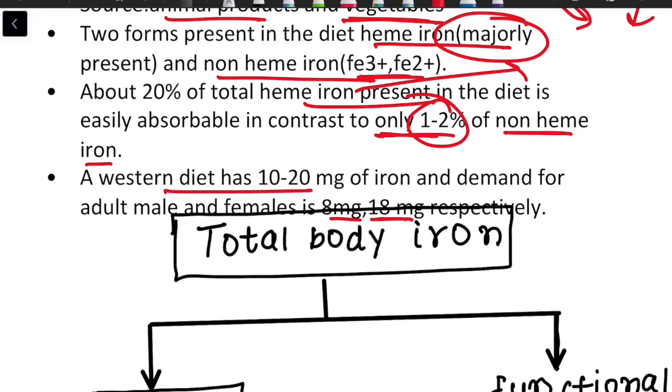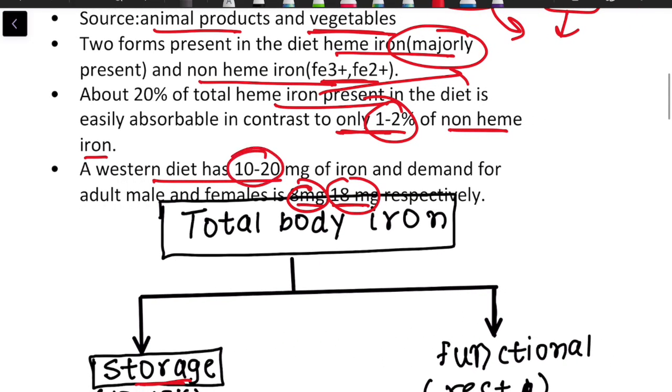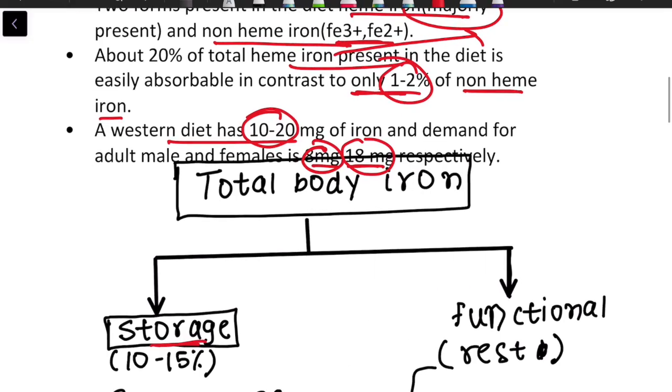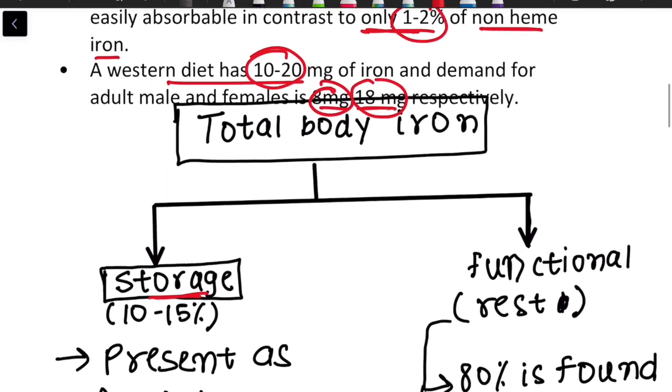A normal Western diet has 10 to 20 milligrams of iron, and the demand for iron in an adult male and female is 8 milligrams and 18 milligrams respectively. Females have an increased requirement of iron because they lose blood in menstruation, so we have to supply more iron to her in response to menstruation. And a Western diet has 10 to 20 milligrams of iron, so that does not cause a lack of iron in our body.